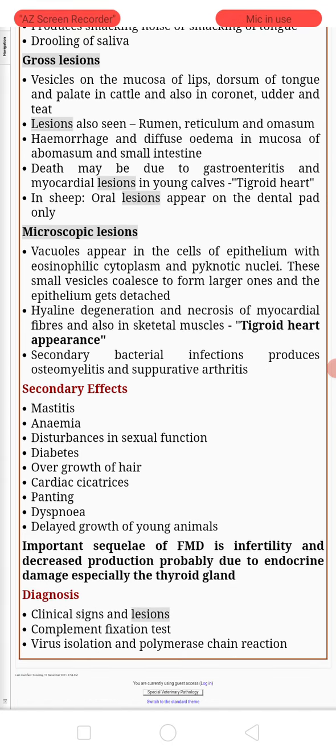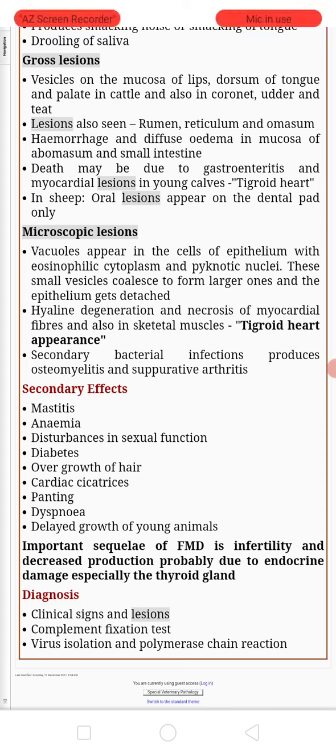Then the gross lesions. Vesicles on the mucosa of lips, dorsum of tongue and palate in cattle, also in cornea and teats. Lesions are also seen in rumen, reticulum and omasum. Hemorrhage and diffuse edema in the mucosa of abomasum and small intestine. There may be gastroenteritis and myocardial lesions in young calves. There is tigroid heart. So tigroid heart is a very important condition in FMD. In sheep, the lesions appear on the dental pad only.